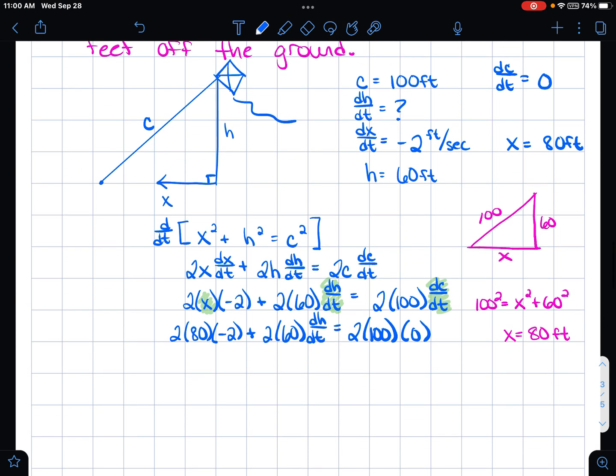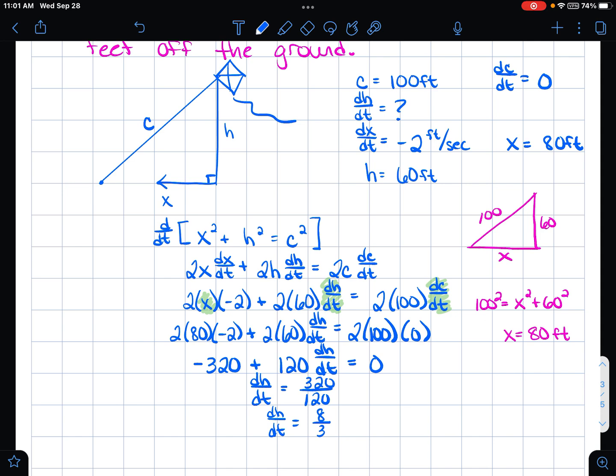Okay, last but not least, let's do some math here. 2 times 80 is 160. 160 times negative 2 is negative 320. 2 times 60 is 120 dh dt. And 2 times 100 times 0 is just 0. If we isolate dh dt, I'm going to add 320 and divide by 120. Those zeros will reduce, and if I divide everything by 4, I will get 8/3.